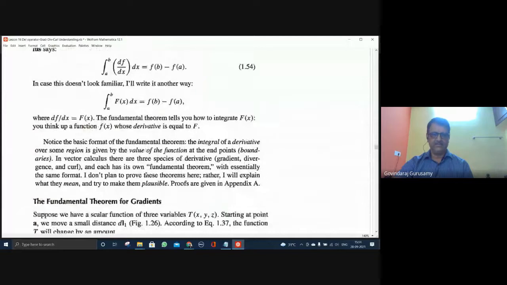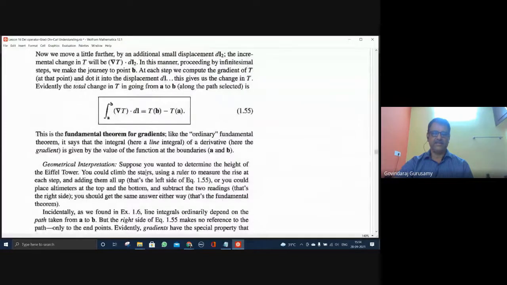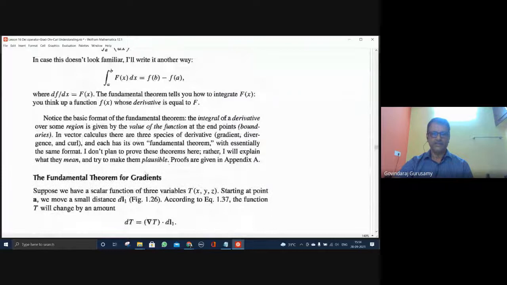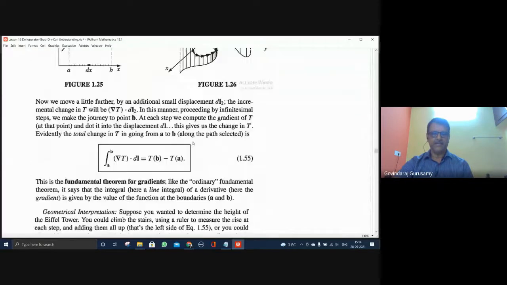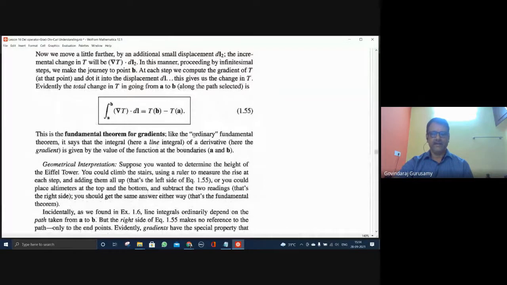Like this, you can describe this also, nothing great here, this is what he is describing here for the fundamental theorem. Like the ordinary fundamental theorem, it says that the integral, here the line integral, of a derivative, which is going to be your gradient, is given by the value of the function at the boundaries, which are a and b. That's the description for this.